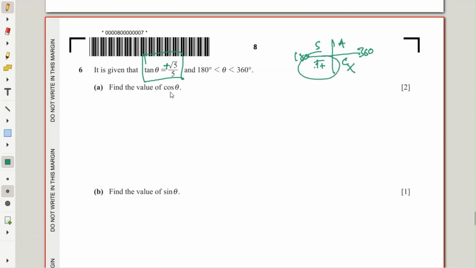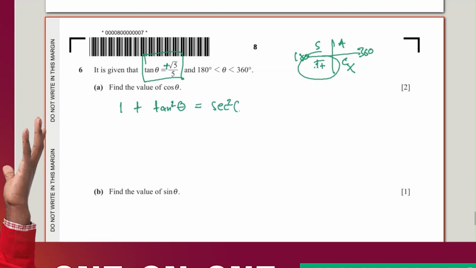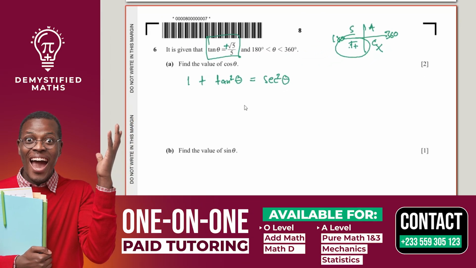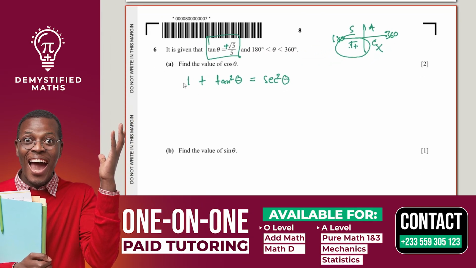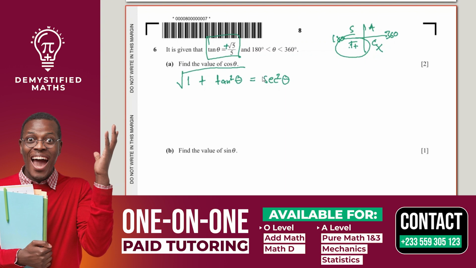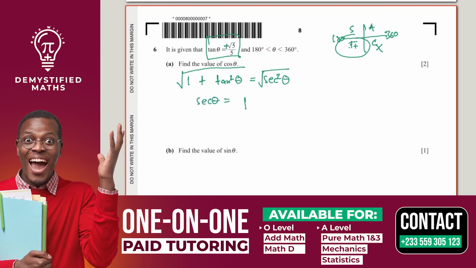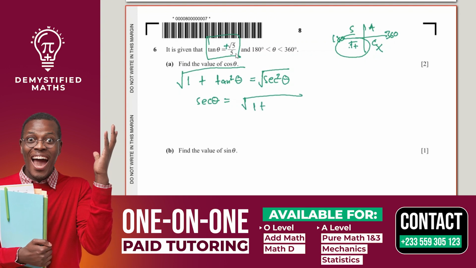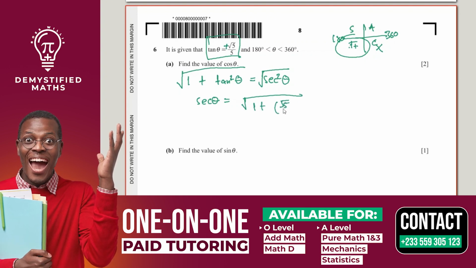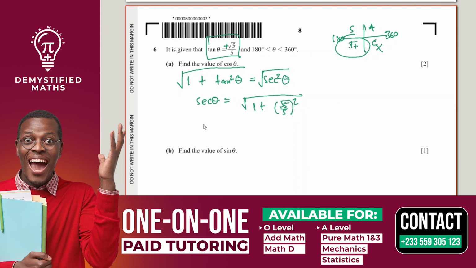So they say I should find cos. So I can use the trig identity 1 plus tan squared theta is equal to sec squared theta. And I'll take the square root of both sides. So sec theta is equal to, what is your tan value? Squared.